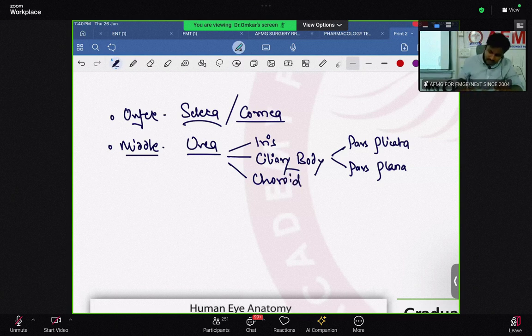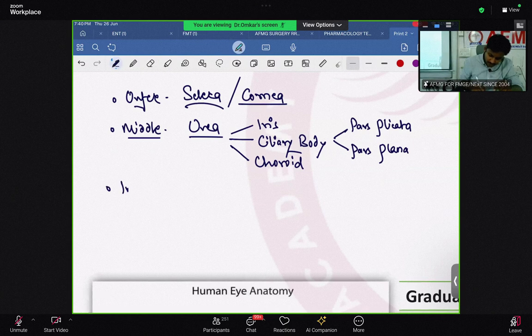Clear है यहाँ तक? Next important is the innermost layer. Is the innermost layer complete or incomplete? It is the incomplete layer called the neural layer or retina, beta. Why neural? Because it contains the photoreceptors which are responsible for image formation. And these photoreceptors are rods and cones, beta.